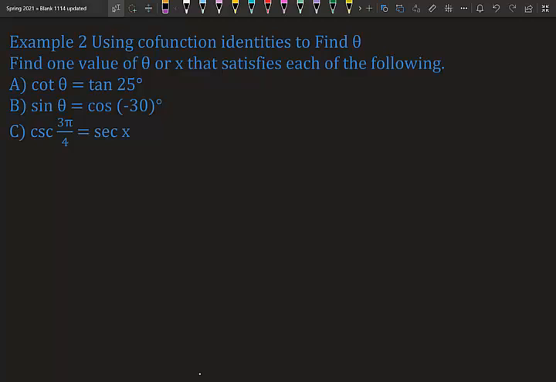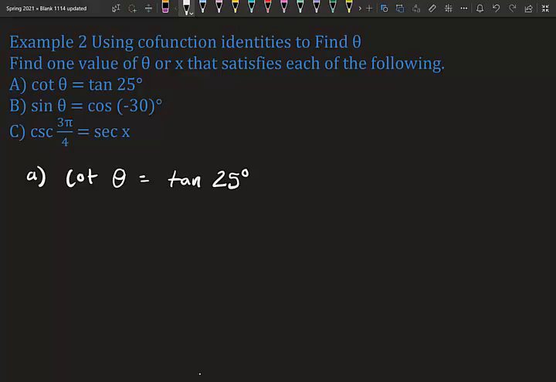So find one value of theta or x that satisfies each of the following. So we want to solve for theta with cotangent theta equals tangent 25 degrees. So basically, we want to get these to both be tangent using cofunction identities. So let's just rewrite A. So we have cotangent theta equals tangent 25.